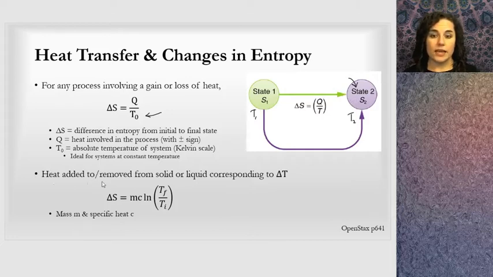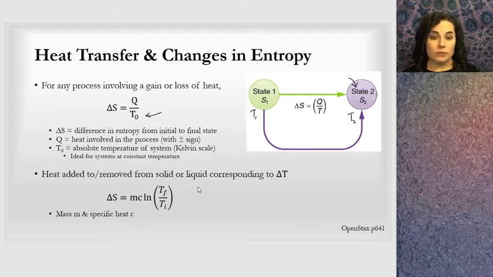If heat is added or removed from a solid or liquid corresponding to a change in temperature, we can use this equation down here: mass times the specific heat times the natural log of T final over T initial. So that's different than the first one. The first equation you use is ideal for systems at constant temperature, which we will deal with mostly.